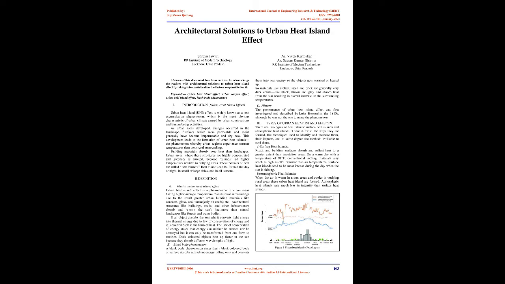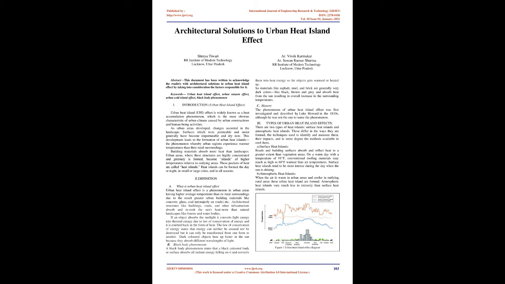C. History. The phenomenon of urban heat island effect was first investigated and described by Luke Howard in the 1810s, although he was not the one to name the phenomenon. 3. Types of urban heat island effects. There are 2 types of heat islands: surface heat islands and atmospheric heat islands. These differ in the ways they are formed, the techniques used to identify and measure them, their impacts, and to some degree the methods available to cool them.